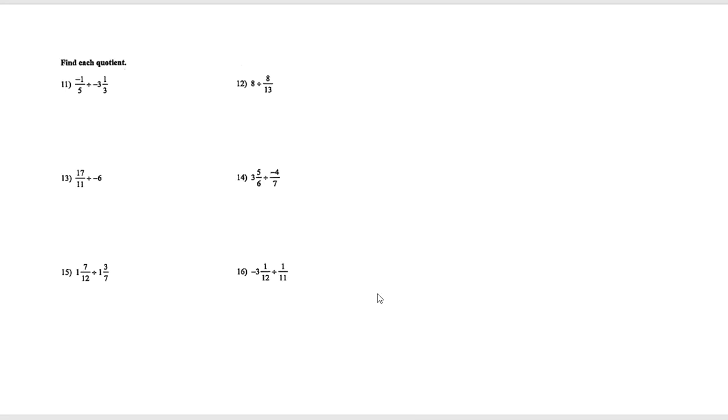Okay, so let's go ahead and look at dividing fractions. The nice thing about dividing fractions is once you know how to multiply fractions, you also know how to divide fractions. There's a rule that I want you to remember when you divide fractions, and it's keep, change, flip. Okay? When we divide fractions, we actually multiply the first fraction by the reciprocal of the second fraction. So let me show you what that looks like. On number 11, we have a negative 1 over 5 divided by a negative 3 1/3.